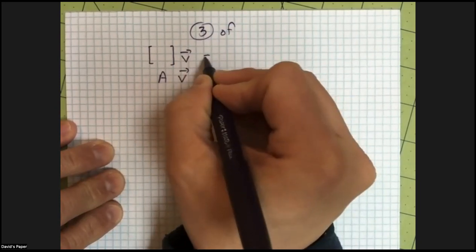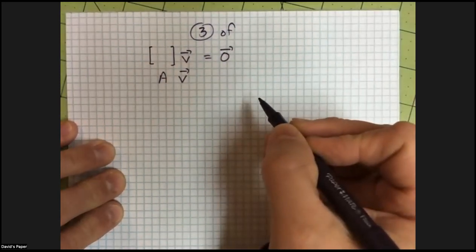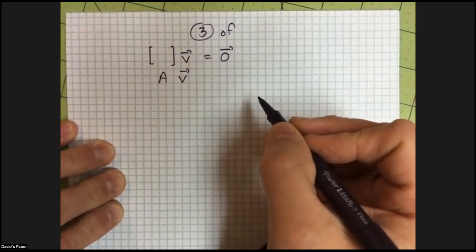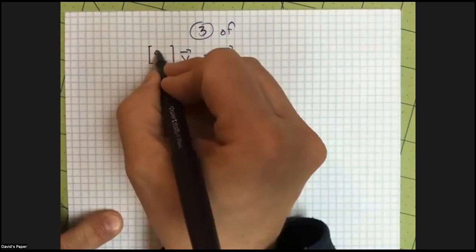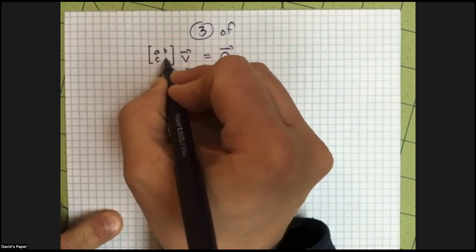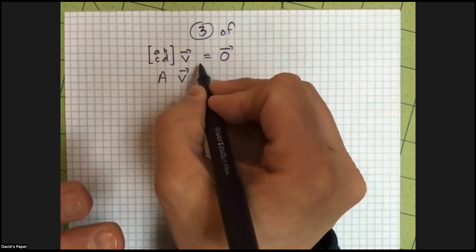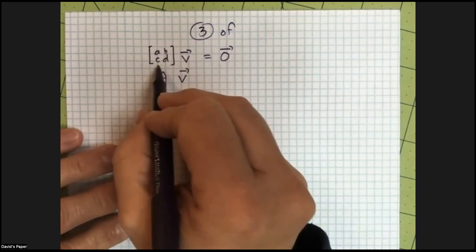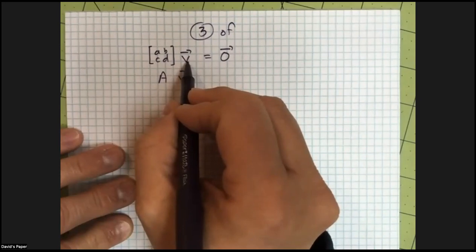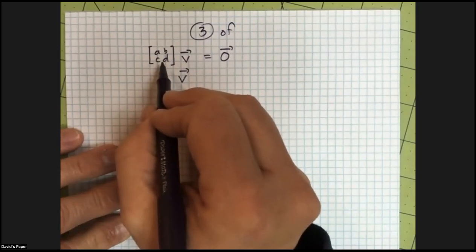And let's say A times V is zero, the vector zero. So I have two options here. Your first thing is, oh, one of these has to be zero. No, that's the real number thinking. So let's say it properly. Either V is zero or the determinant of A is zero.